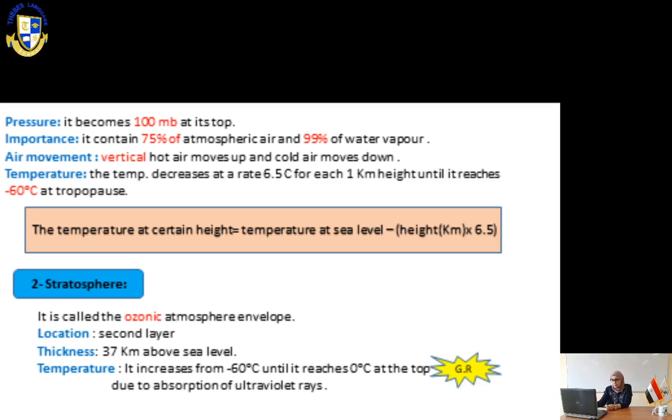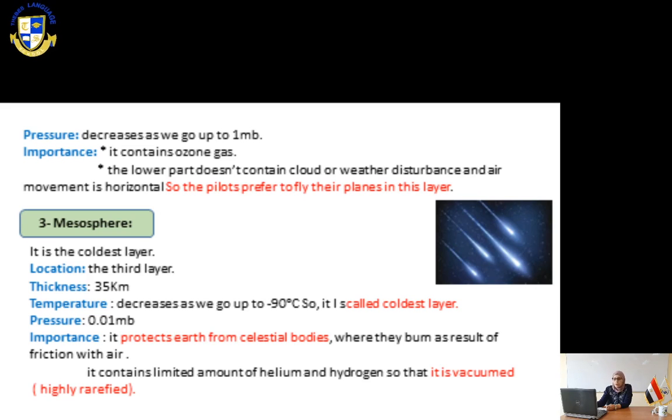Slide number 7. The pressure decreases as we go up and becomes 1 millibar. And we said it contains the ozone gas or the ozone layer. The layer doesn't contain clouds or weather, so there is no rain, no wind, no clouds, so all the pilots prefer to fly in this layer. Give a reason why the pilot prefers to fly in this layer. There is no wind, there are no clouds, and also the air moves horizontally, which helps the pilot to move freely.